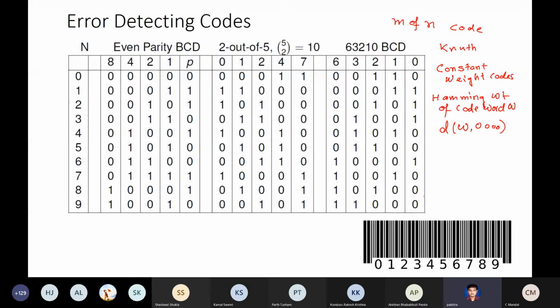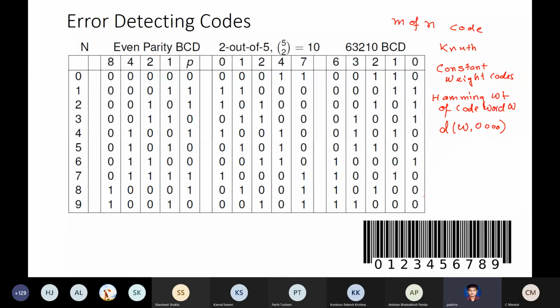And of course, in a barcode, you need a lot of error detection. You might have seen that sometimes, if it is not properly read, they place the optical reader again and try to read it. So they do an error detection. Only if there is no error, then the machine reads it. Okay, so these are examples.